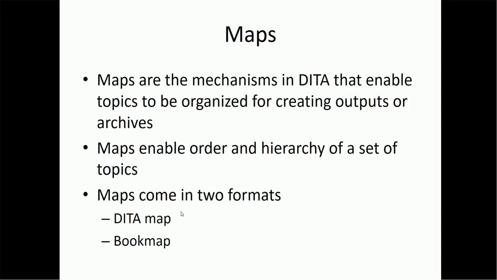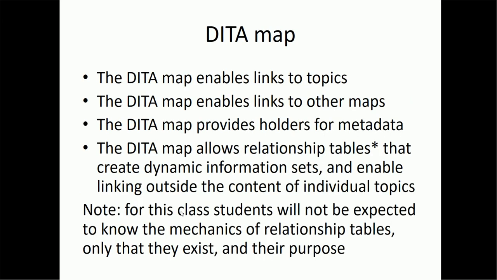Maps are mechanisms in DITA that enable topics to be organized for creating outputs or archives. Maps enable order and hierarchy of a set of topics. Maps come in two formats, DITA map and book map. The DITA map is a map that enables links to topics. The DITA map enables links to other maps, and the DITA map provides holders for metadata. The DITA map allows relationship tables. For this class, we won't be talking about the relationship tables, but just know that they exist.